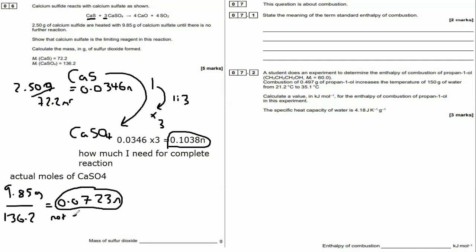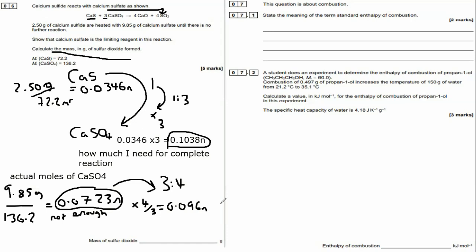Well, we can't use the calcium sulfide here. We have to use the sulfate because that's the limiting reaction. So you've got to use the limiting reactant to calculate how much product you make. And we can see that the ratio of calcium sulfate to sulfur dioxide is a ratio of 3 to 4. Well, what you need to do then is times these moles, 0.0723, by 4 over 3, and that will give you the moles of sulfur dioxide created, and that is 0.096 of sulfur dioxide.